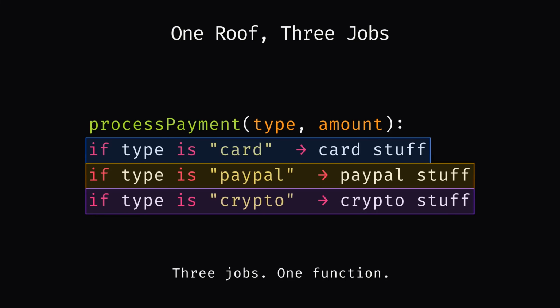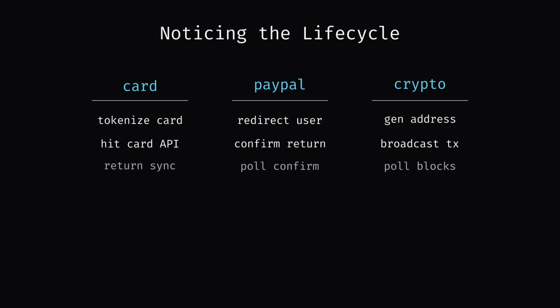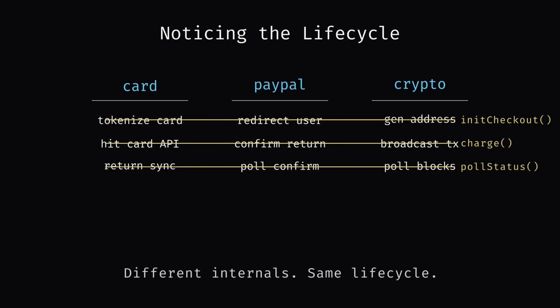Before jumping to the solution, I want you to look at these 3 branches and notice something. Card processing has some steps. PayPal has some steps. Crypto has some steps. Completely different steps internally. But from the perspective of the checkout flow, they all need to do 3 things. They all need to be initialized. They all need to create a charge, so that's actually taking the money somehow. And they all need to make sure that the payment landed. The thing is, how they do each of these 3 steps varies wildly.